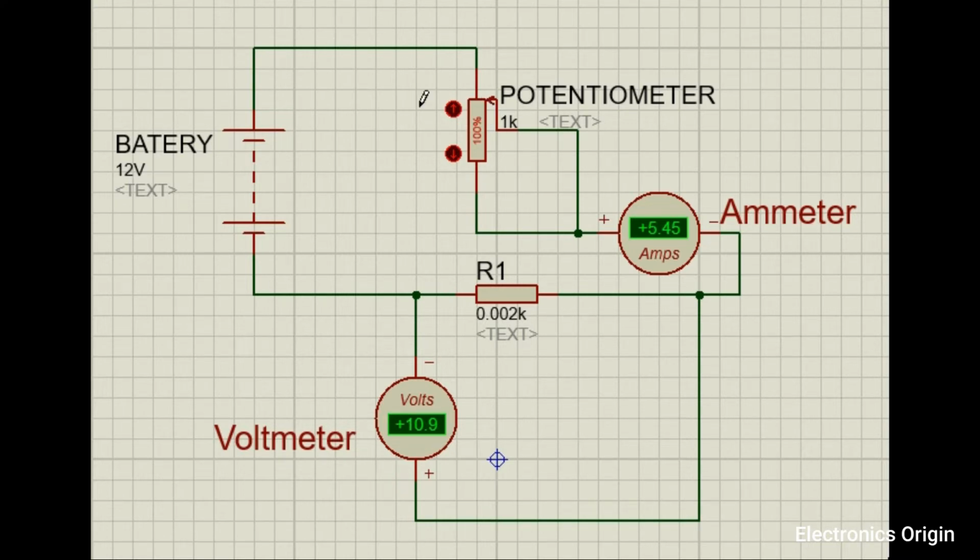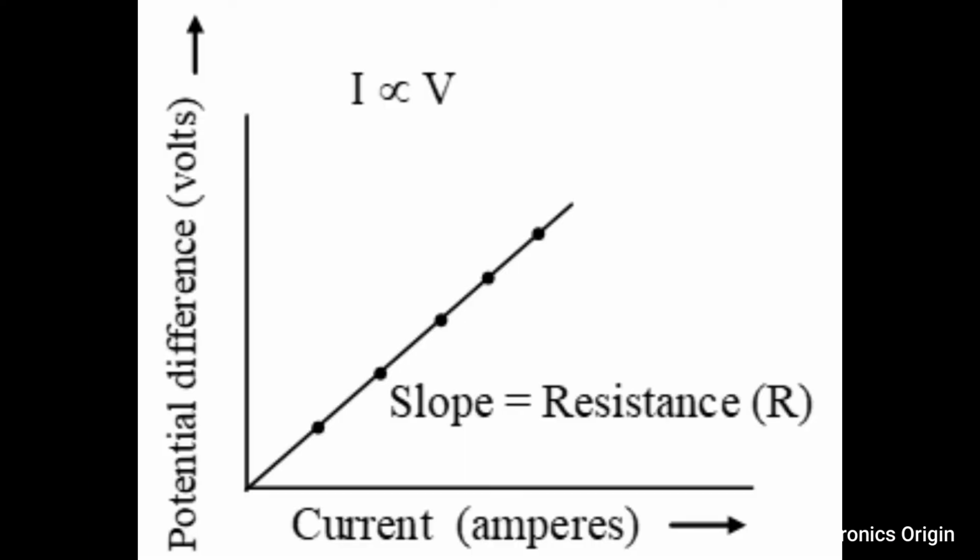For each set of values of V and I, the ratio of V by I is calculated. When you calculate the ratio V by I for each case, you will come to notice that it is almost the same. So V by I equals R, which is a constant. Plot a graph of the current against the potential difference, it will be a straight line. This shows that the current is proportional to the potential difference.